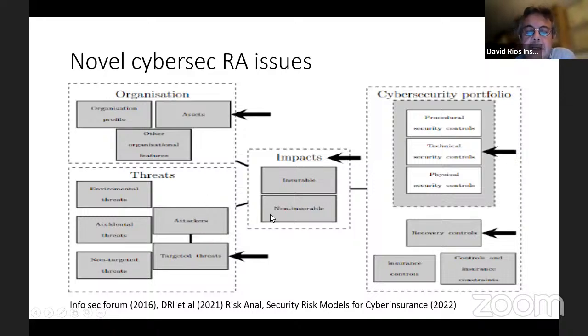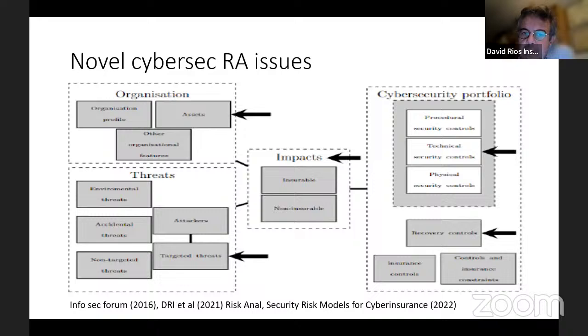And there are attackers. These threats produce some impacts. Some of them could be insurable, others non-insurable. And to protect from those threats and impacts, we can adopt a cybersecurity portfolio. This cybersecurity portfolio could include security controls, but also recovery controls, insurance, and also some constraints.